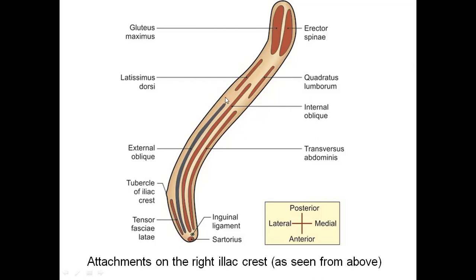This is the inner lip. So in the outer lip, we have tensor fascia lata, external oblique. In the intermediate area, we have internal oblique. And towards the inner lip, we have the origin of transversus abdominis.